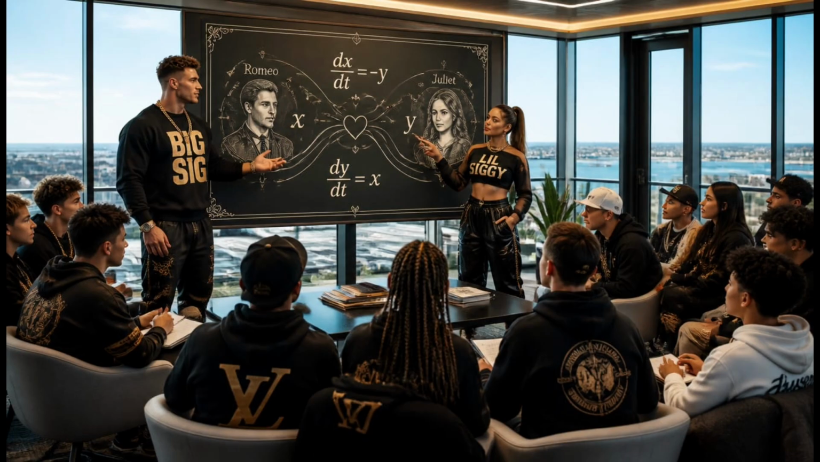What if Juliet's rule is symmetric with Romeo's? What if they both feed off of each other's feelings? So in this new model, Juliet's rate of change isn't negative Romeo anymore. Her rate of change is positive Romeo, and Romeo's rate of change is positive Juliet. If he loves her, that makes her love him more. And because she loves him more, that makes him love her even more. It's a pure, unadulterated feedback loop.